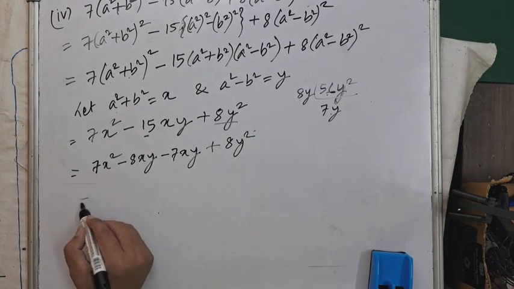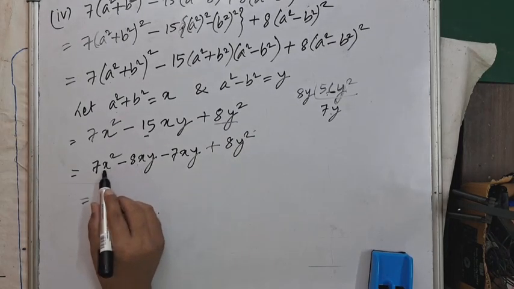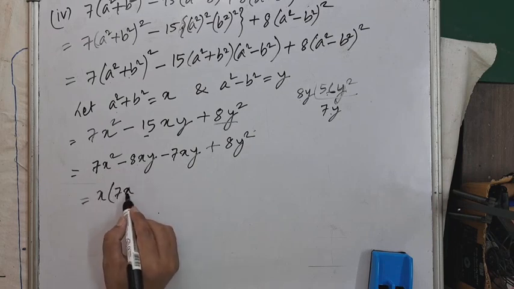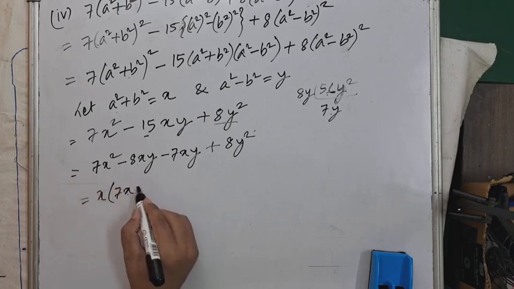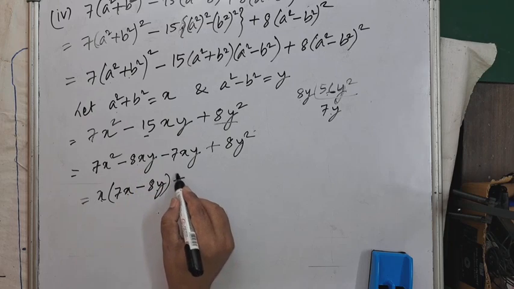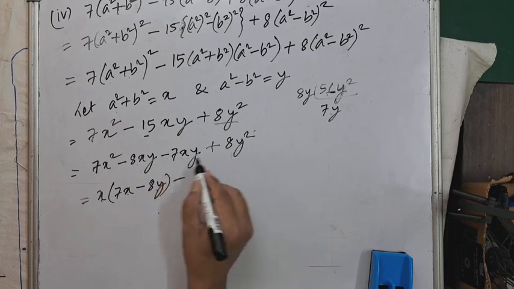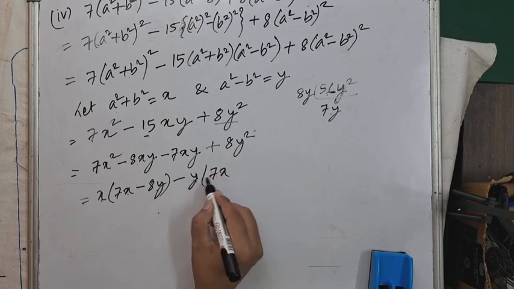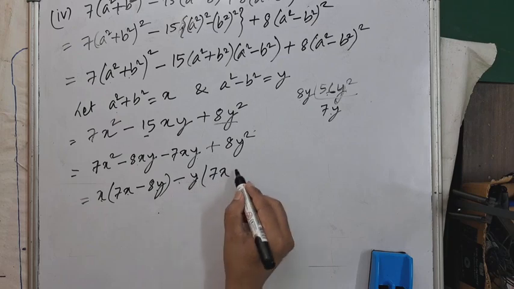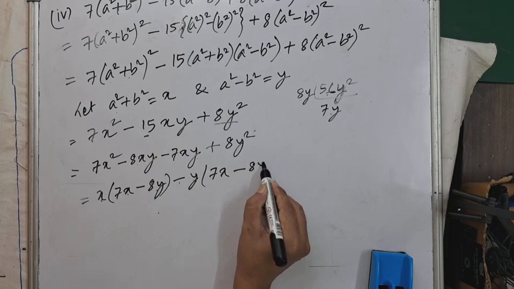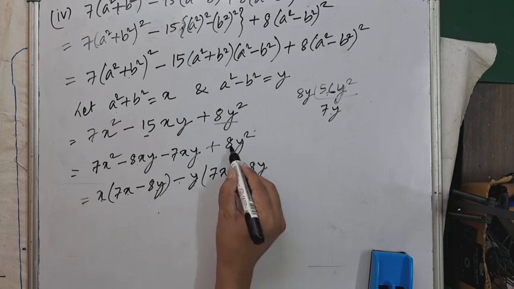Now we take the common x from these two terms. X is taken common, x into 7x is 7x square, this minus we write here, x into 8y is 8xy, again we write this minus sign here. Common from these two terms is y. Y into 7x is 7xy, minus into minus will give us plus, y into 8y is 8y square.